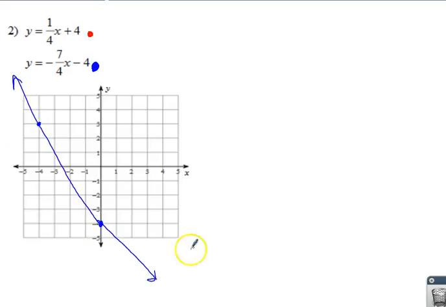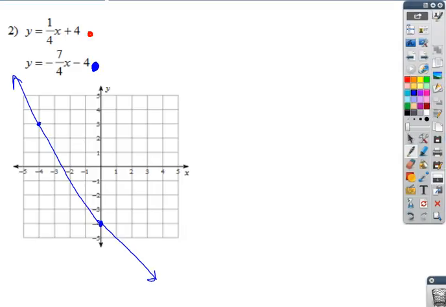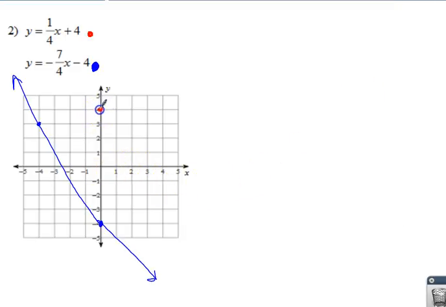Sound effects optional. Now for the line in red, let's go here. And I plot the point at positive 4. My slope is 1/4, so I either go up 1 to the right 4 units, or I go down 1 to the left 4 units. Boom. Connect your dots with a line.